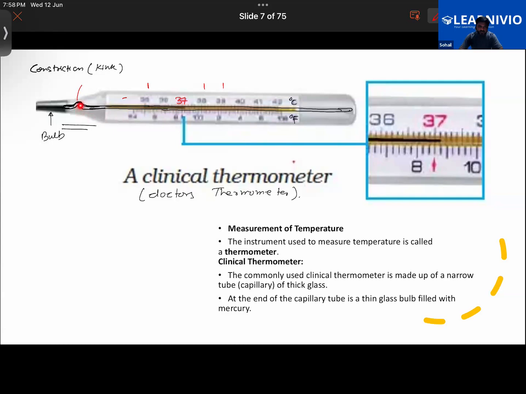Okay. Then further, you can see that there's a constriction in the capillary, in this tube. This constriction is there because as soon as you take the clinical thermometer out of the mouth of the person, mercury will start to fall back towards the bulb because it is no longer in contact with heat. So in order to delay the fall back of mercury, to stop it from immediately falling back towards the bulb, you have a constriction called a kink. Is that much clear?